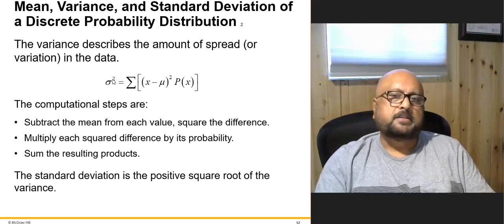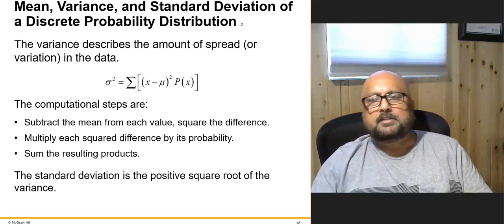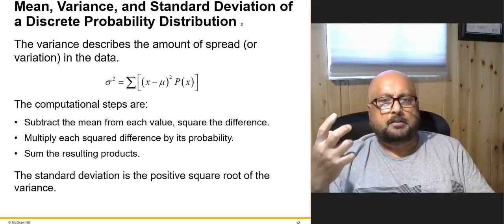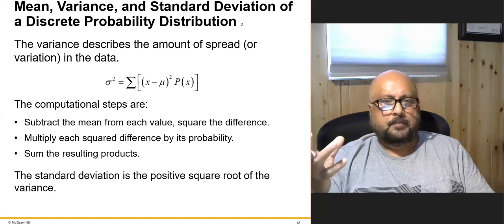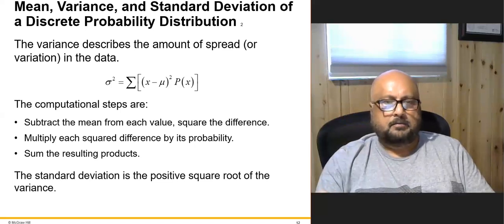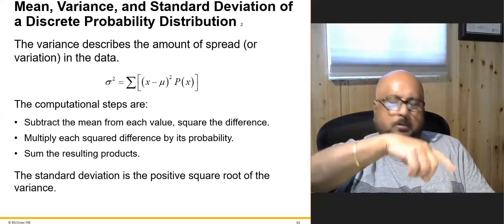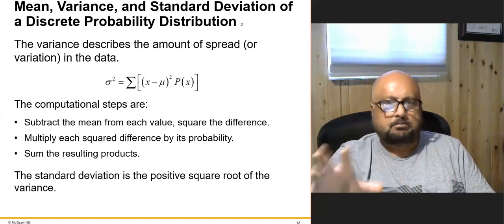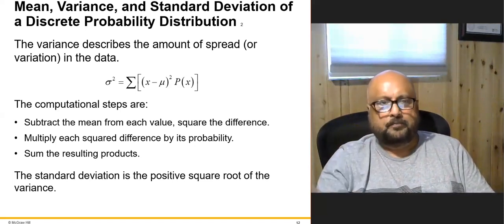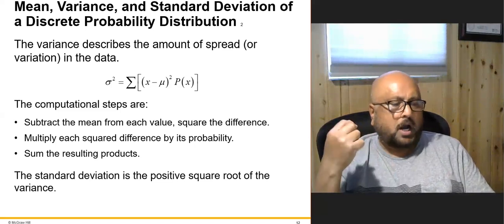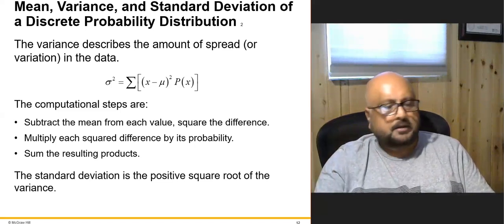So what is the variance? Variance is used to describe the amount of spread, the total spread of the data. Remember, we have a curve, a frequency or probability distribution, and all the points are spread under the curve. So it measures how much the values differ from the mean. How do we find it?